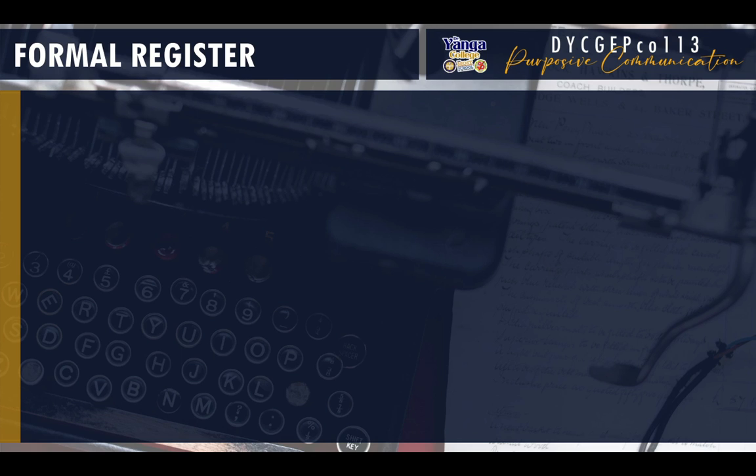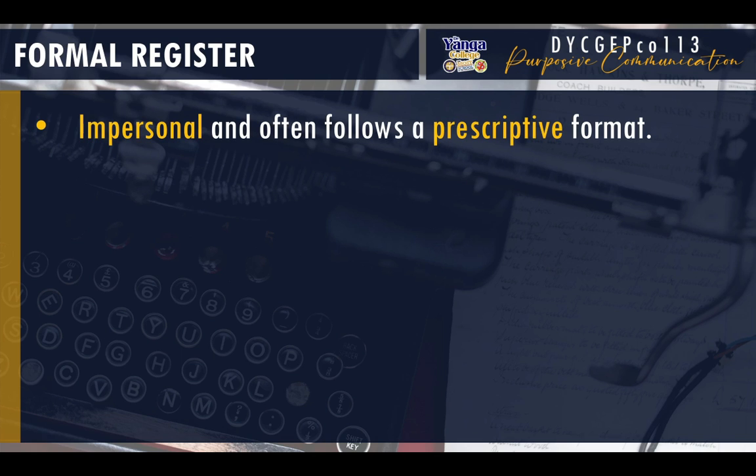Okay, now let's talk about the formal register. So, as I have said a while back, this is the standard register that we follow. So, it is impersonal and often follows a prescriptive format. Kapag sinabing impersonal, it's the opposite of personal. Sabihin, it's not unique to you. Sabihin, it will not be affected by your biases, your personality, okay?